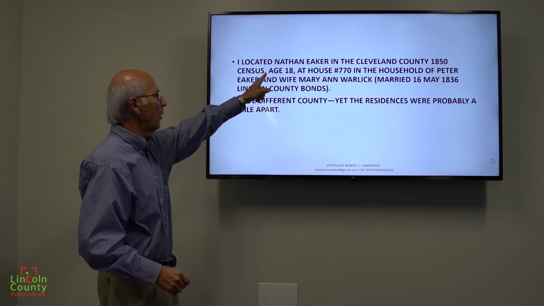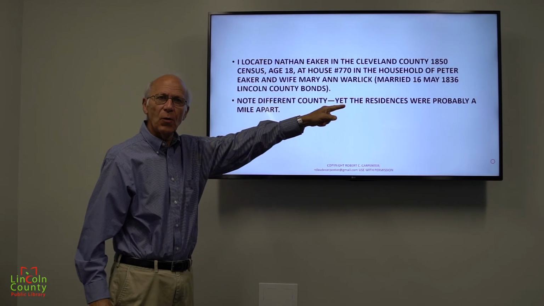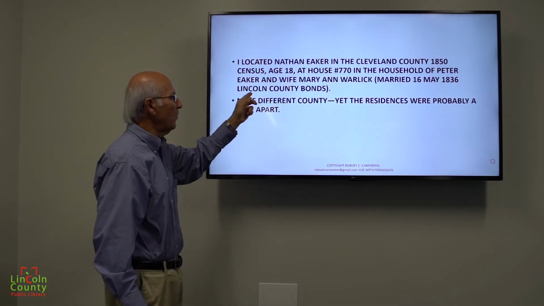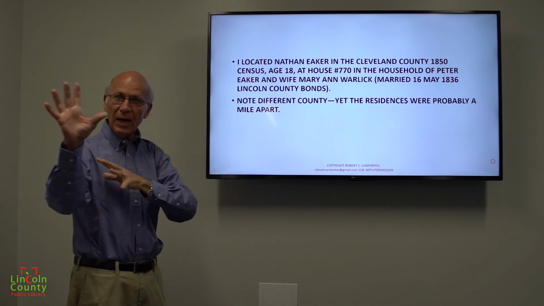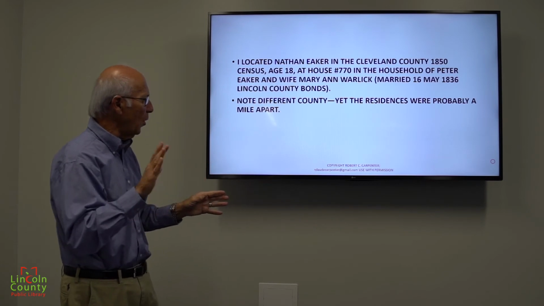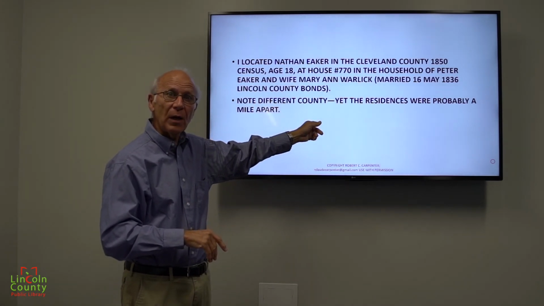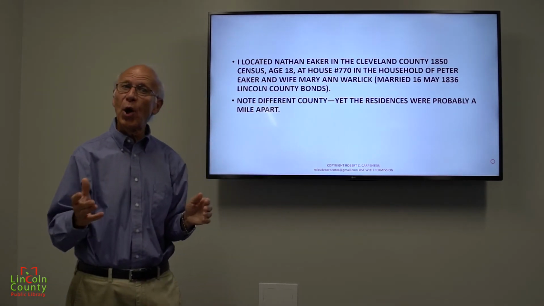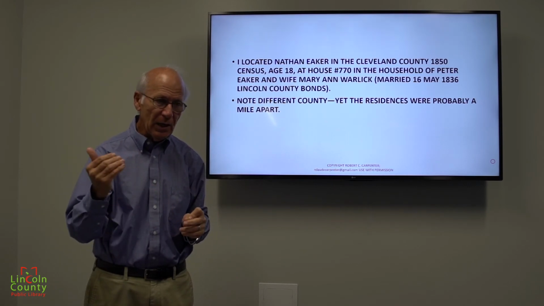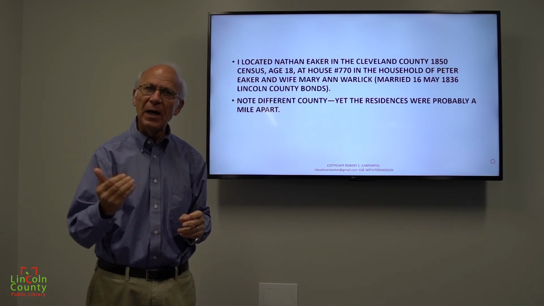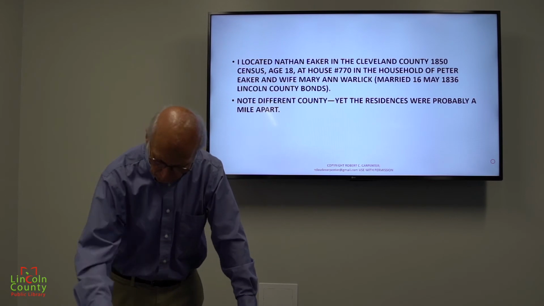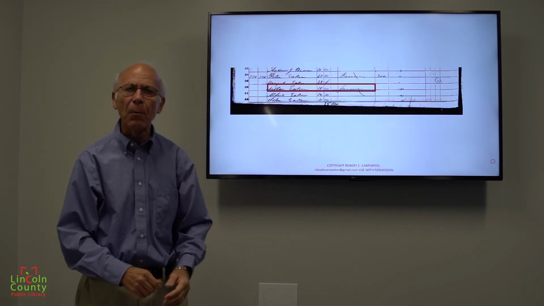Now remember, 1836, Nathan was older than the marriage bond. That throws up a red flag that says that something's going on here. Note the different county. Does that create a problem? Well, no. If you study it again, a little geography, you know that Cleveland County and Gaston County are right side by side, that area of Cherryville. And in fact, the two residences that we're talking about were probably only about a mile apart.